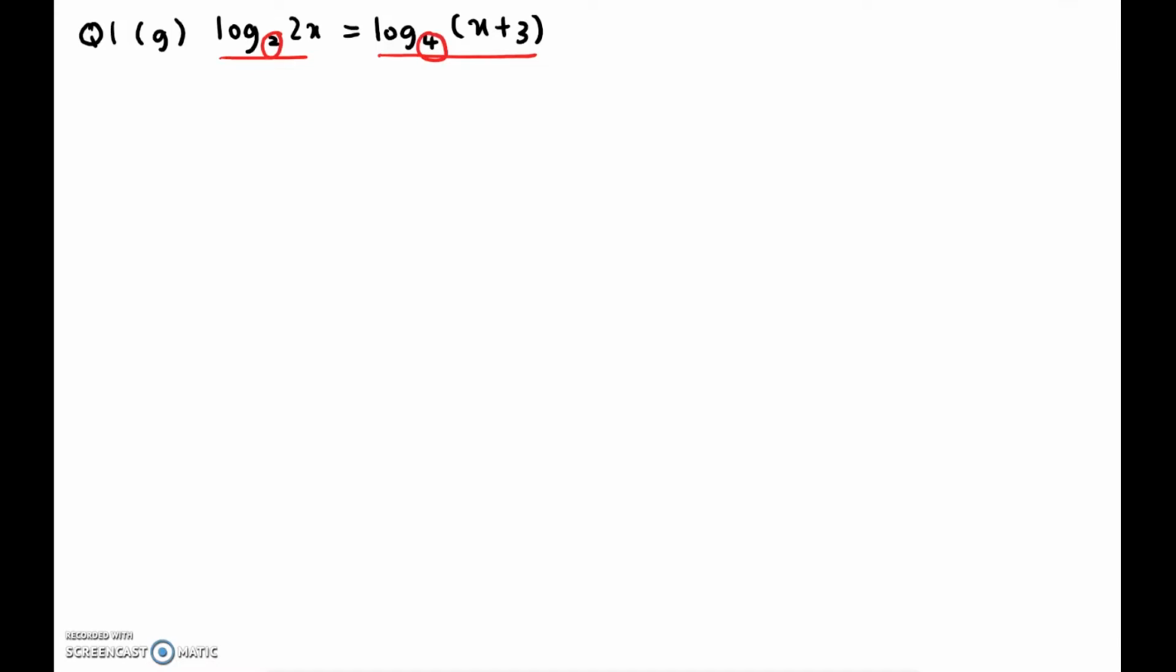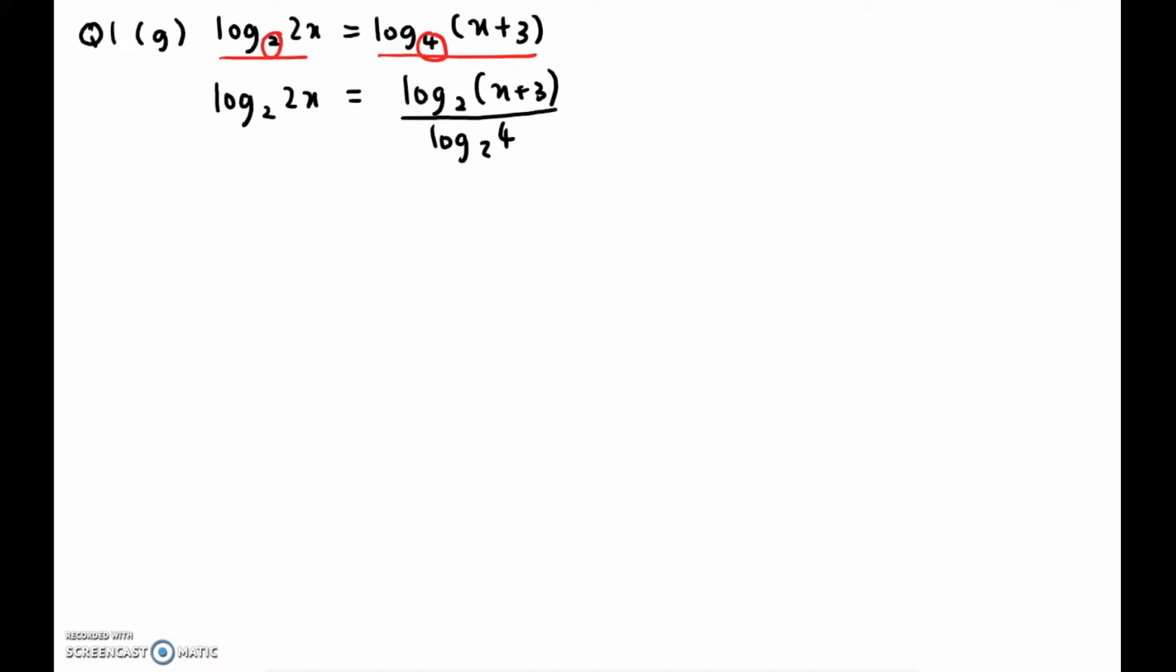Remember that you need to equate the base of log. So I will equate it to base 2. I'll take the right hand side and change it into base 2. So I will have log 2x base 2 equal to log x plus 3. Now I change it into base 2, so I need to divide it by log 4 base 2.